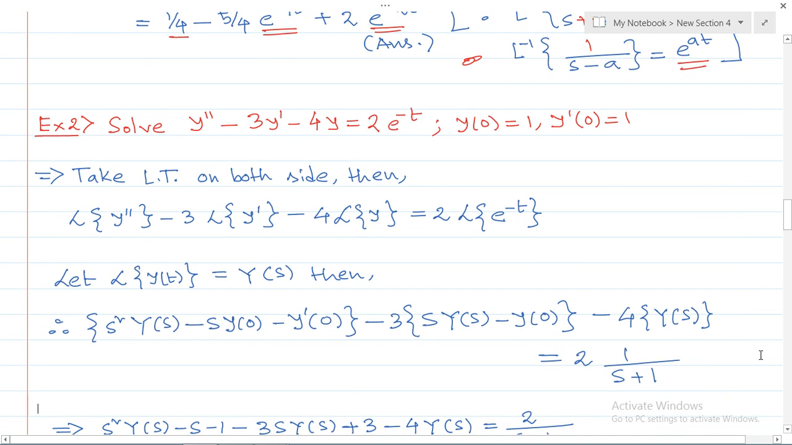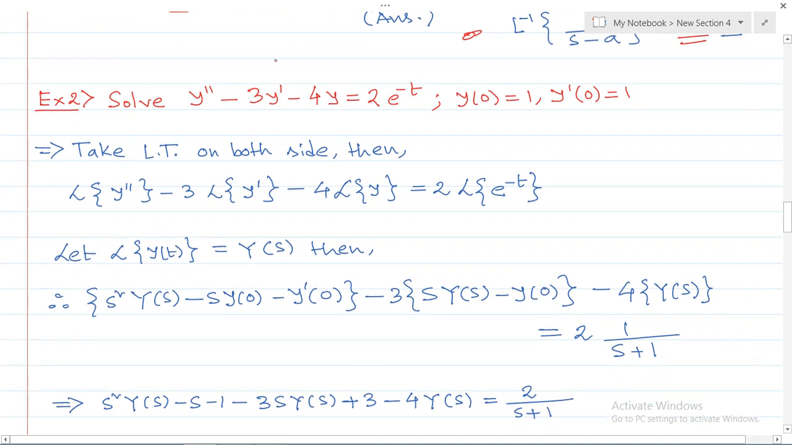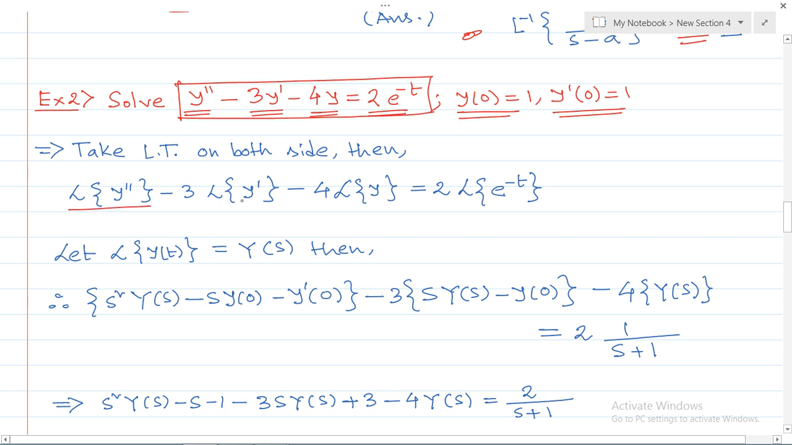Now we come to the next problem to get a clearer idea. The problem is y double dash minus 3y dash minus 4y equal to 2 into e power minus t, where y of 0 equals 1 and y dash of 0 equals 1. So what do we have to do? Same thing, we have to apply Laplace transformation on both sides of the given differential equation. So Laplace transformation of y double dash, minus 3 into Laplace transformation of y dash, minus 4 into Laplace transformation of y, equals 2 into Laplace transformation of e power minus t. We put Laplace transformation of small y equal to capital Y of s.